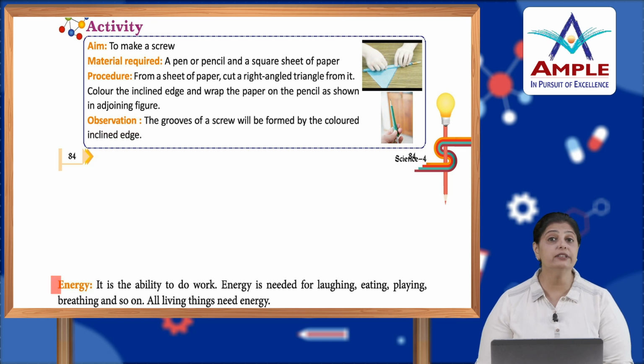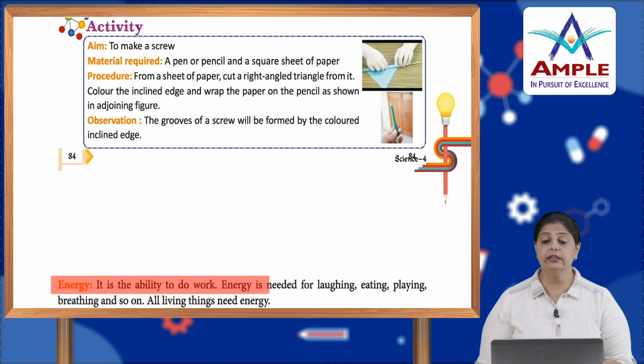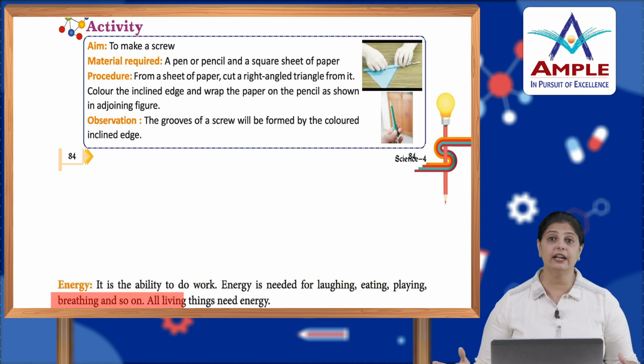Now, let's talk about energy. What is energy? It is the ability to do work, okay? So, energy is needed for laughing, it is needed for eating, for playing, for breathing, and so on. So, for everything that we do, we need energy. So, all living things need energy.